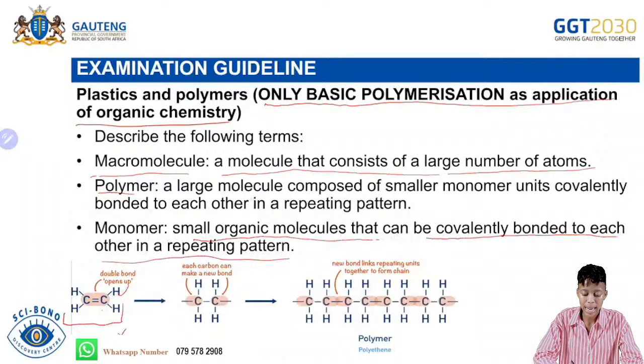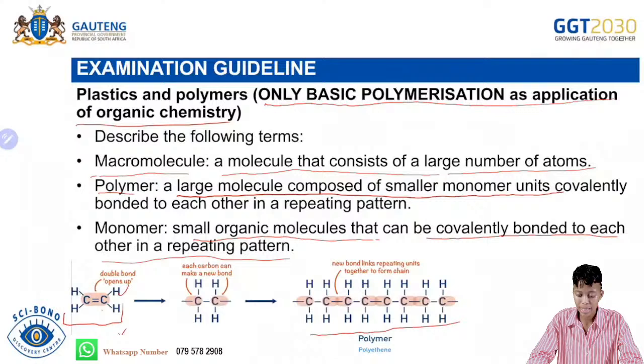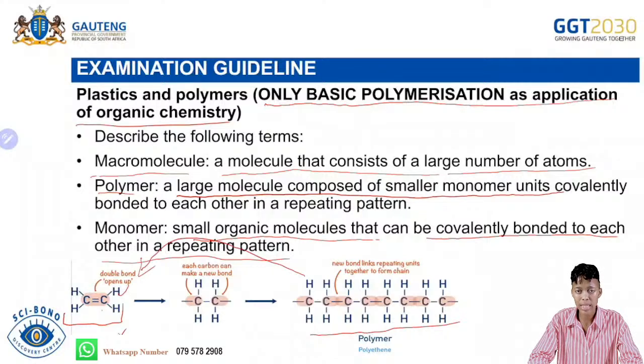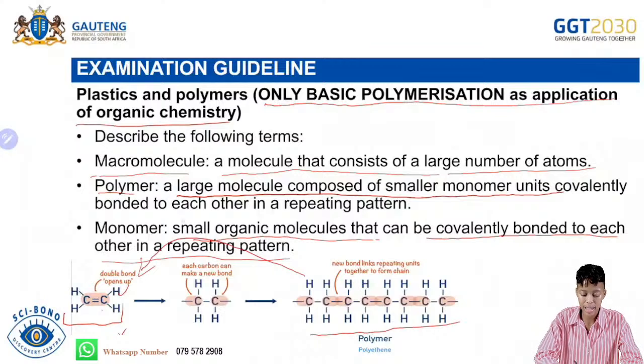Then it says we need to know a polymer. It says a large molecule. So a large molecule composed of smaller monomer units. So this is our polymer. And then it says it consists of smaller monomer units that are covalently bonded to each other in a repeating pattern.